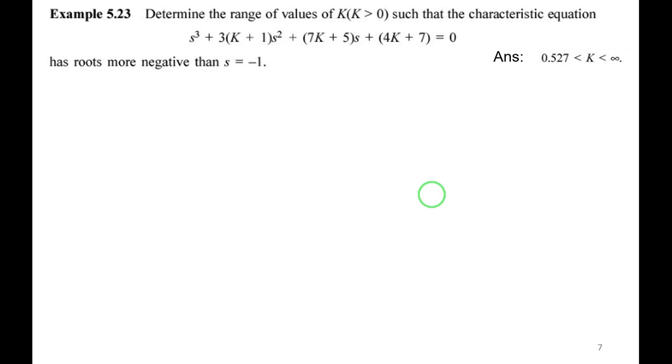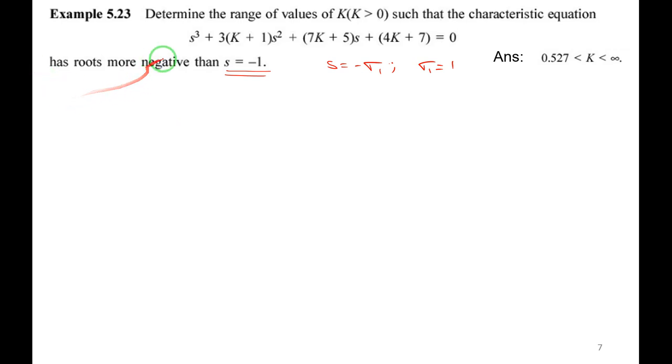Next, we'll move to this example. Determine the range of values of k such that the characteristic equation s cube, and this characteristic equation has roots more negative than s equal to -1, that means minus sigma 1 only, right? S equal to minus sigma 1, and here sigma 1 is 1. Here they are asking to determine the range. We know how to determine the range, we have already seen yesterday the application of root stability criteria for linear feedback control systems.